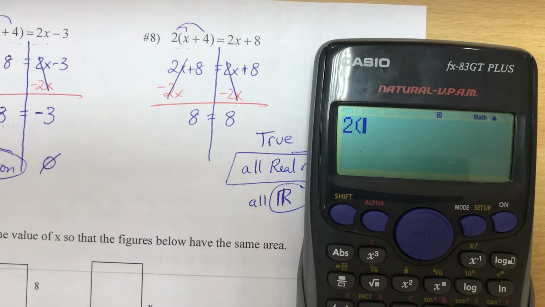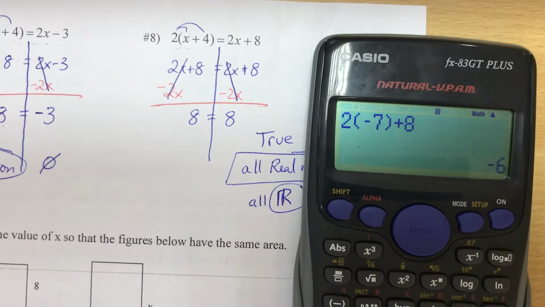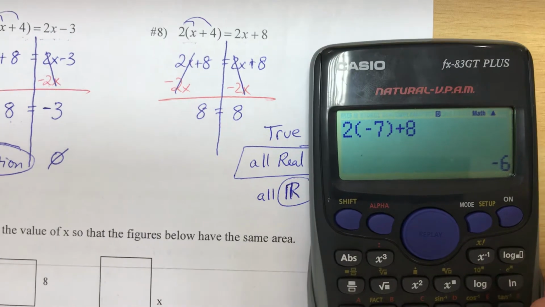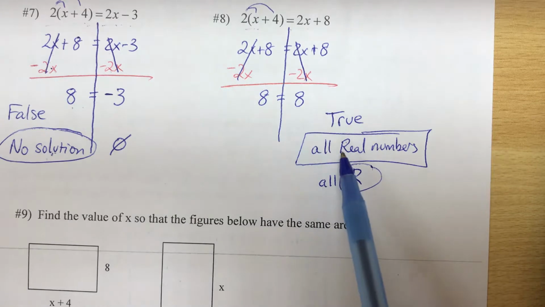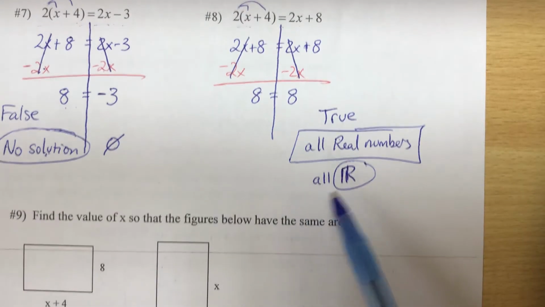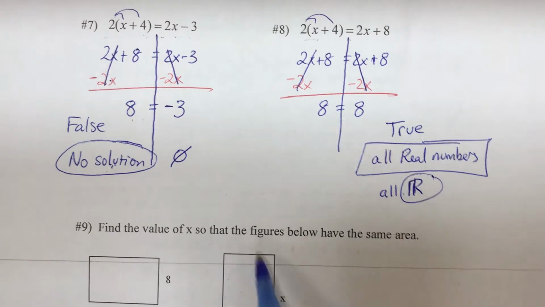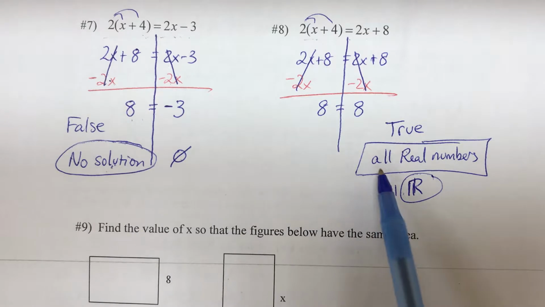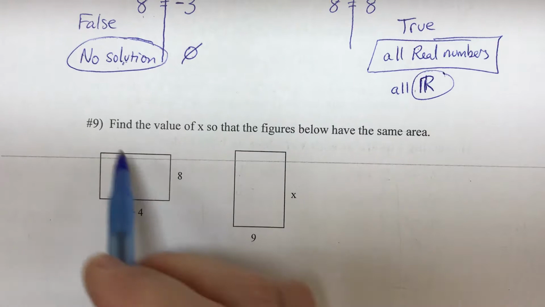What about negative 7? So 2 times x plus 4, this is the left side, negative 6. The right side, 2 times negative 7, and then plus 8 is also negative 6. So right there are 2 examples that work. And again, you can try anything. Now, since we can't write down every possible number, we say, okay, it's all the real numbers. All right, so these are 2 special cases where you can have no solution, or you can have all the real numbers as answers.